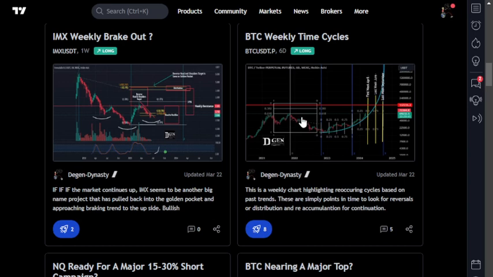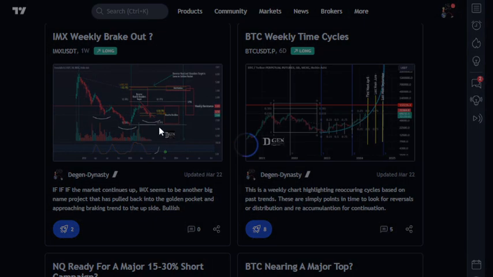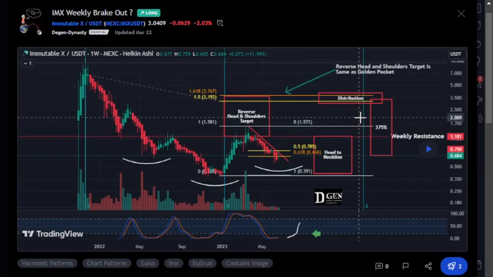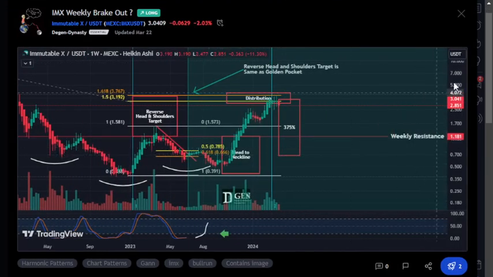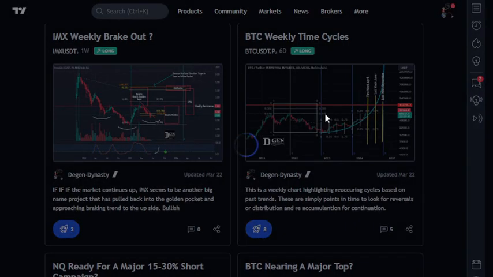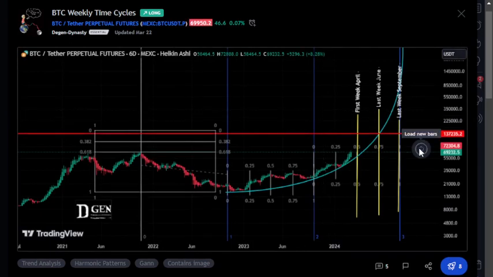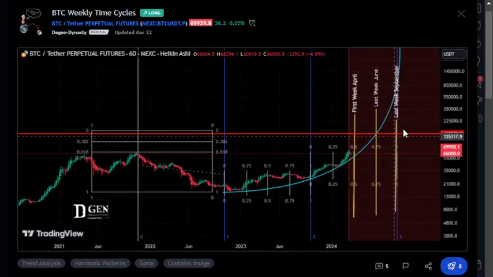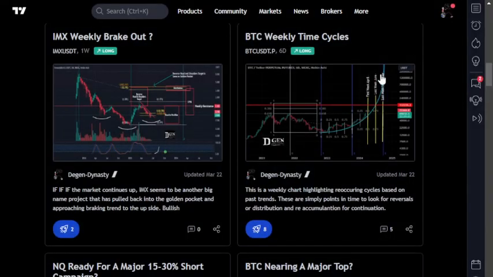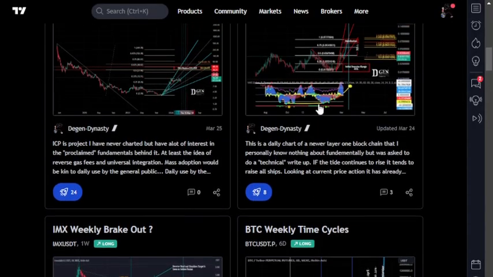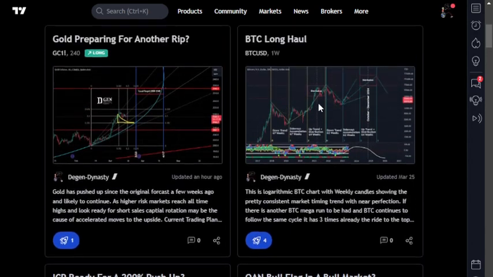Or like these weekly Bitcoin time cycles. If we look at these things, they have the potential to be extremely accurate, but are never anything that can be relied on by themselves. I mean, all this is really telling us is that price has deviated a significant way from the average.